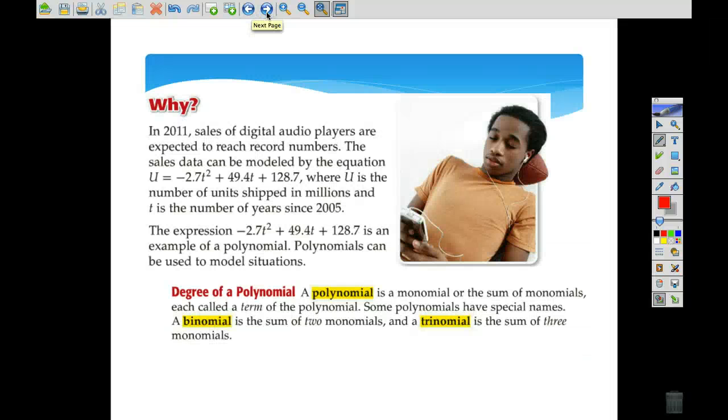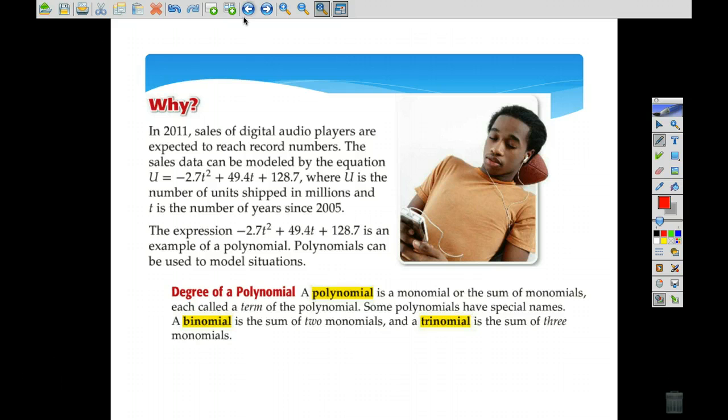Here's an example of why we would use polynomials in our everyday life. In 2011, sales of digital audio players are expected to reach record numbers. The sales data can be modeled by the equation U equals negative 2.7 t squared plus 49.4 t plus 128.7, where U is the number of units shipped in millions and t is the number of years since 2005. The expression negative 2.7 t squared plus 49.4 t plus 128.7 is an example of a polynomial. Polynomials can be used to model situations.